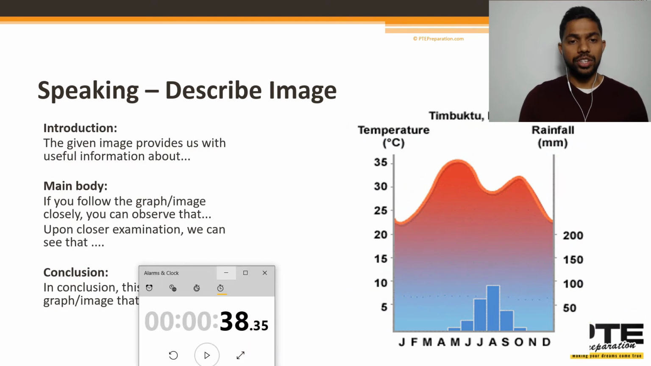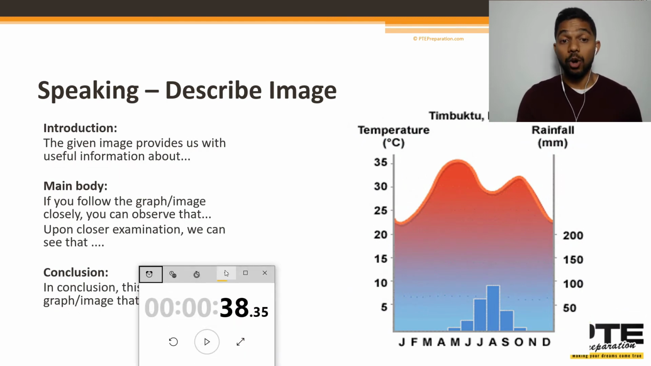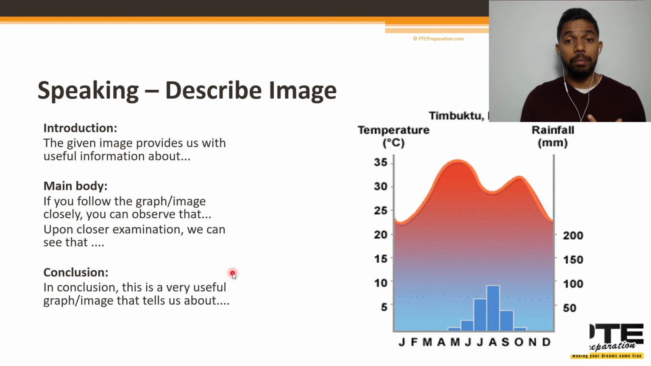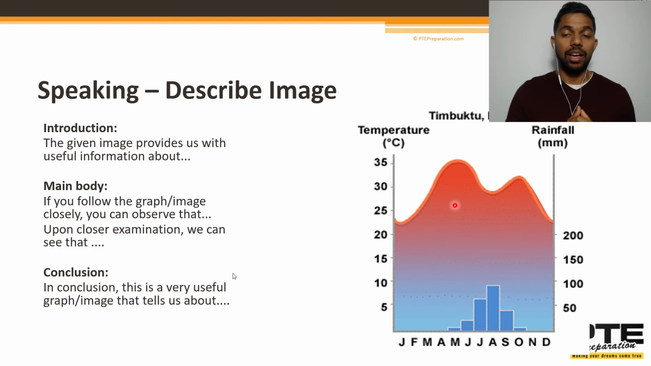Now, for this question as well, I want you to hit the pause button right now. Give your attempt, see how you can use the template. This is a great opportunity for you to practice. So hit the pause button right now. Use the template and give your attempt at this image.